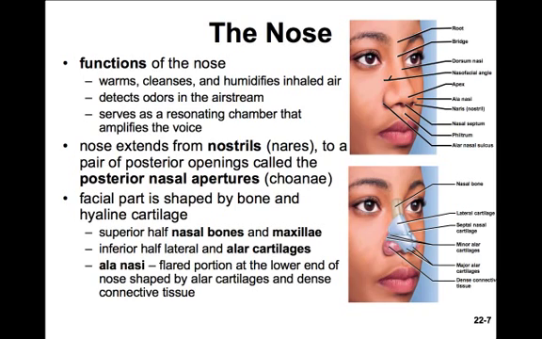The upper portion is composed of the two nasal bones and the maxilla. The inferior half is composed of the lateral and alar cartilages that you can see here in this figure. The ala nasi is the flared portion at the lower end of the nose. It's shaped by the alar cartilages as well as dense connective tissue.